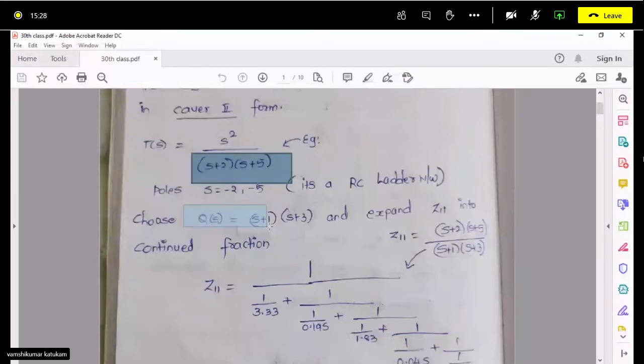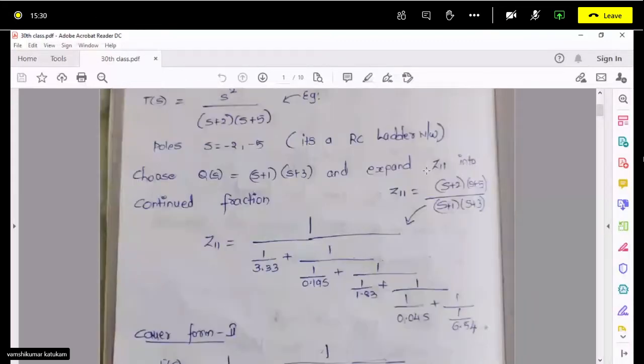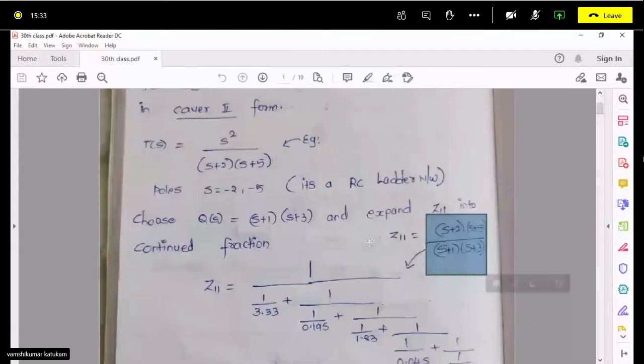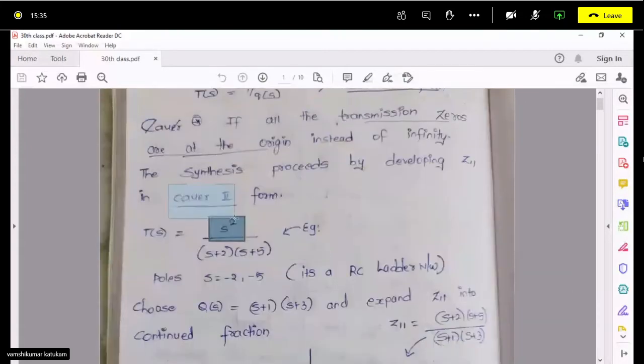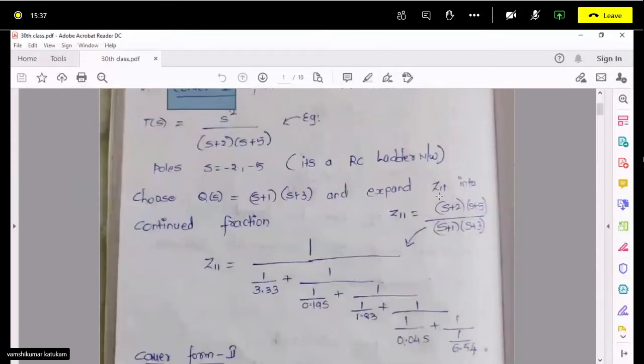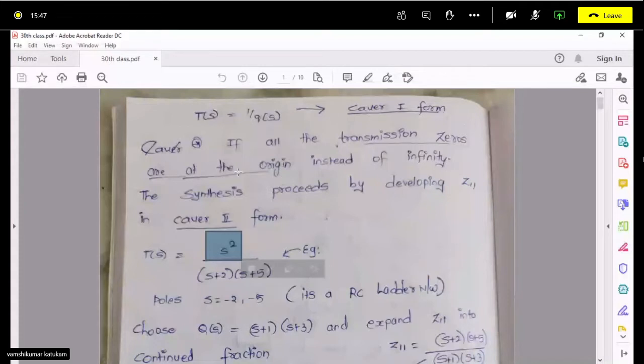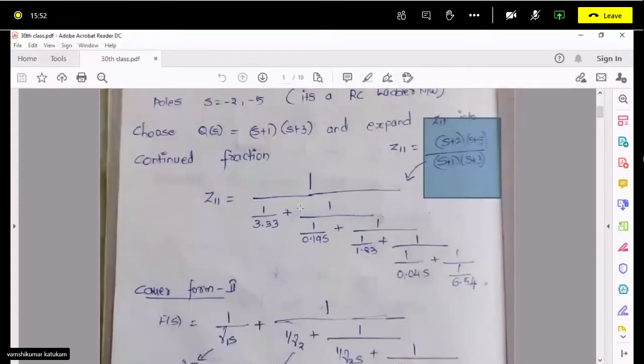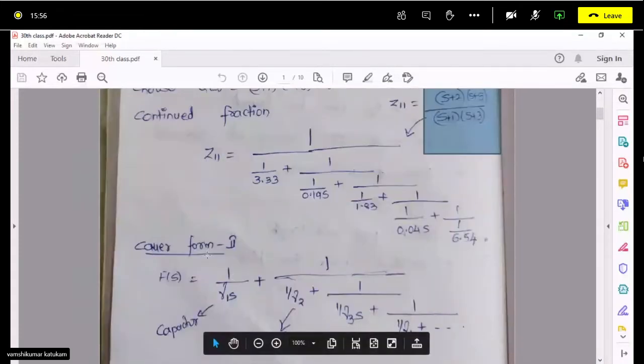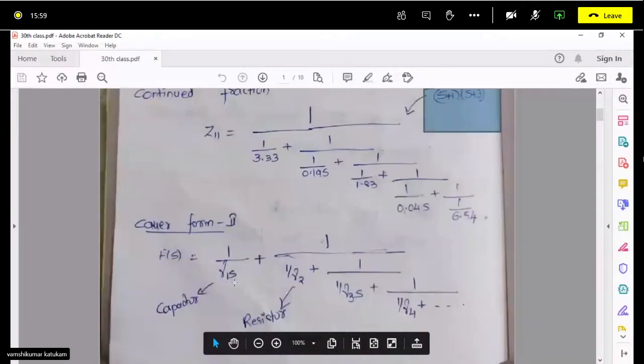This is in S square form. All transmission zeros are at origin, so we have to convert into KF2 form. The transfer function is the same as the previous case, 1 by Q of S, but here it is in S square form. So we have to convert into KF2 form. The same transfer function, converted into KF2 form, you will get this. How is the KF2 form, KF form 2? It is like this. You have S in the denominator.